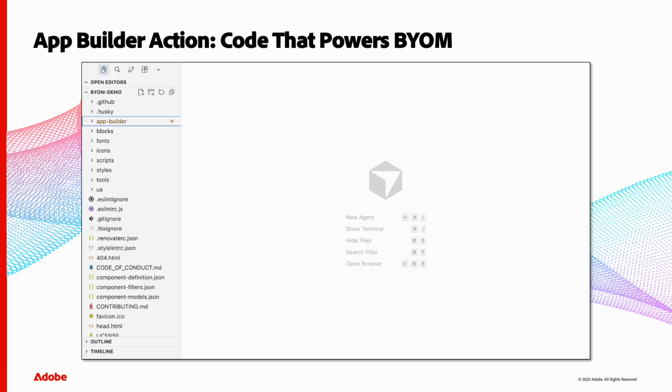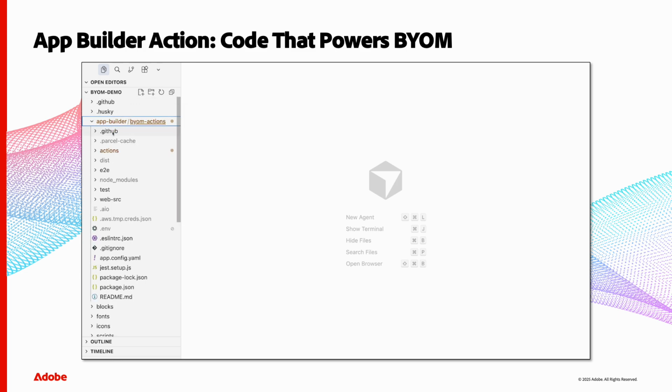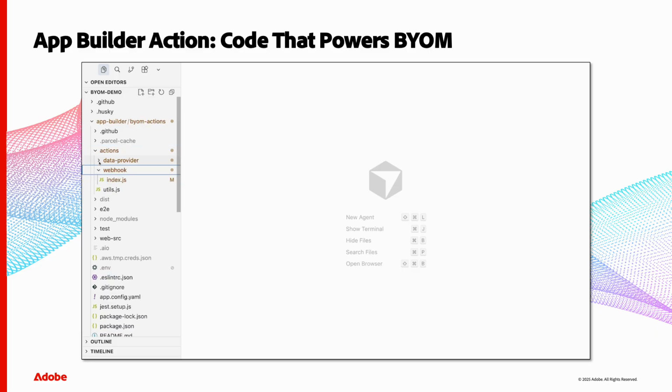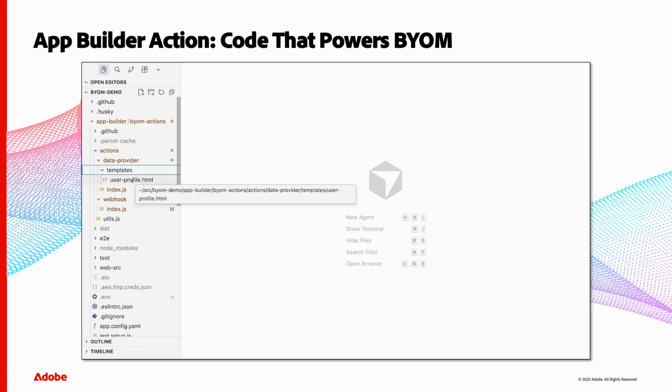With this demo, we'll see how we can trigger the creation of such a user and his corresponding page in Edge Delivery. Let's have a look at the App Builder code structure. We have two focused web actions, the webhook and the data provider, each with a single JavaScript file that acts as the entry point and holds the logic. In the case of the data provider, we also have a template that contains the semantic HTML that we will fill with data.